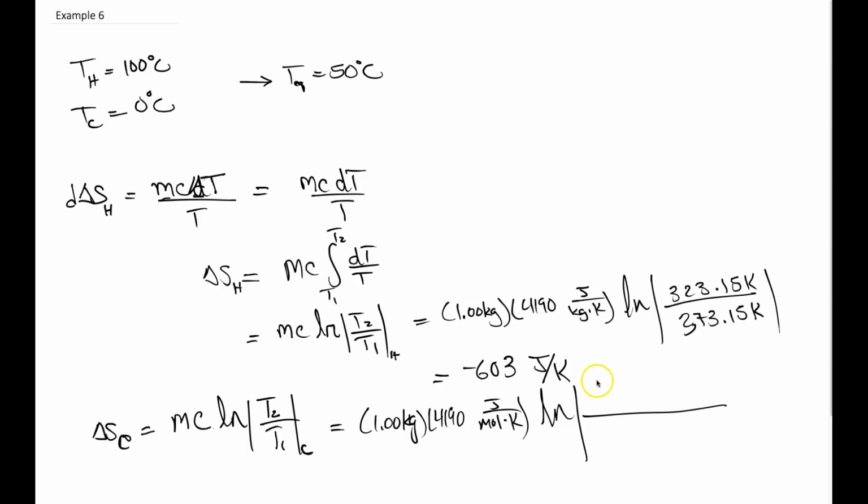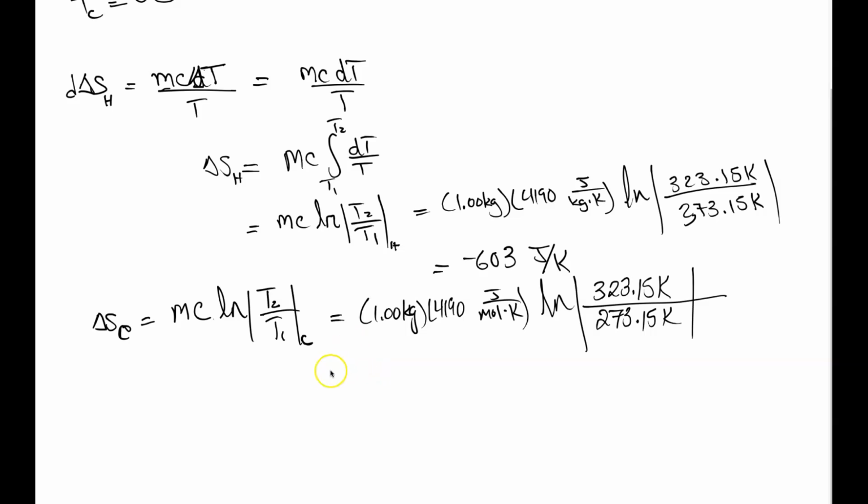the cold system, which is 50, so that's 323.15 Kelvin, but the initial temperature was 0, so that's 273.15 Kelvin. And if we do that, we get a positive 705 joules per Kelvin change in entropy.